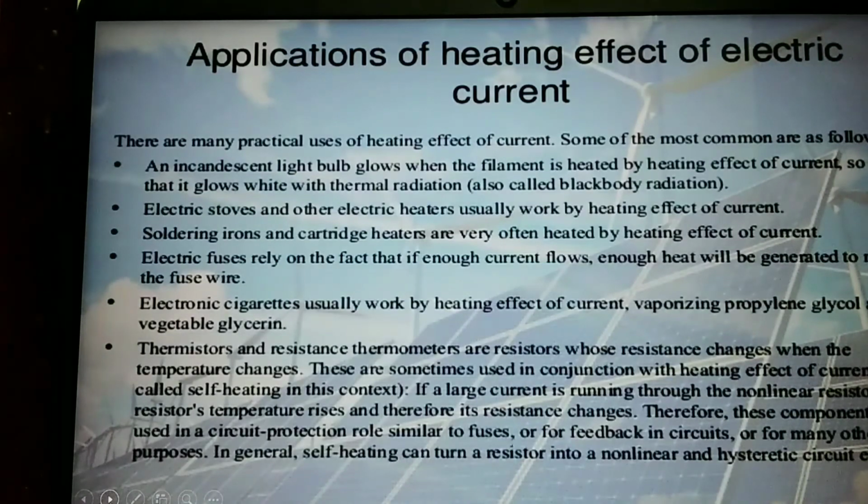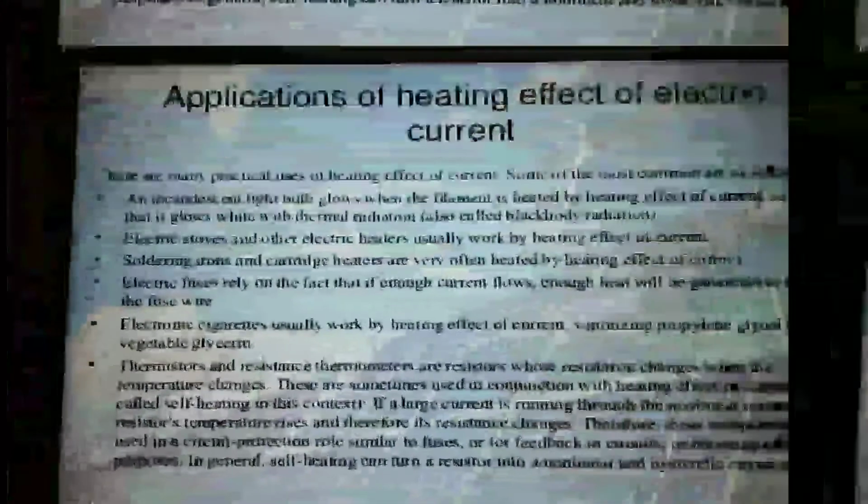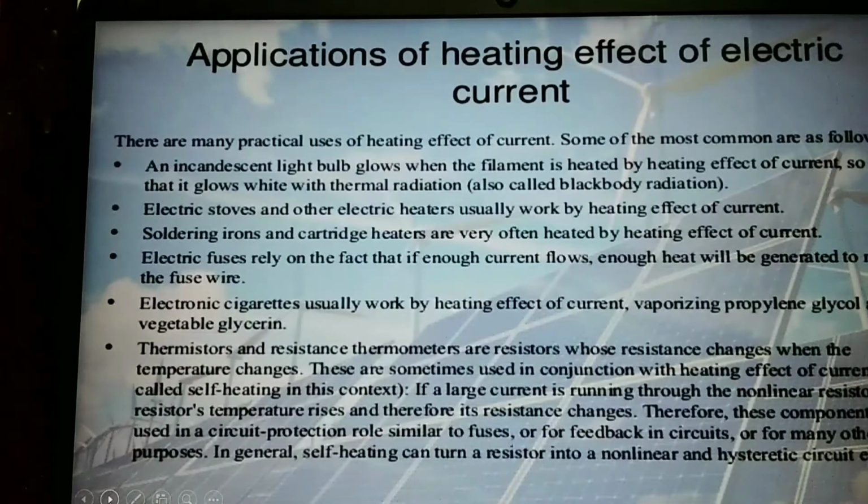Applications of heating effect of electric current. There are many practical uses of heating effect of current. Some of the most common are as follows. An incandescent light bulb glows when the filament is heated by heating effect of current, so hot that it glows white with thermal radiation, also called black body radiation.